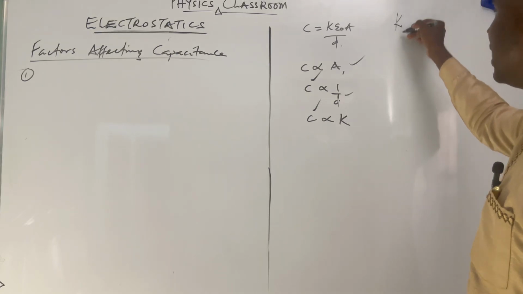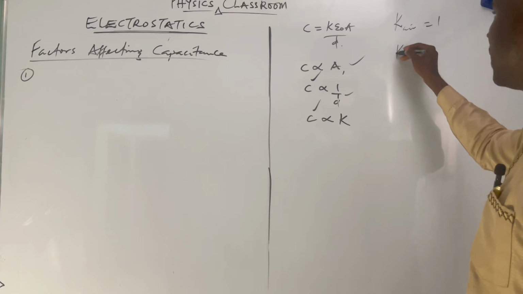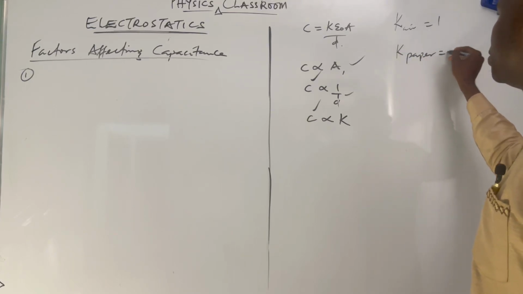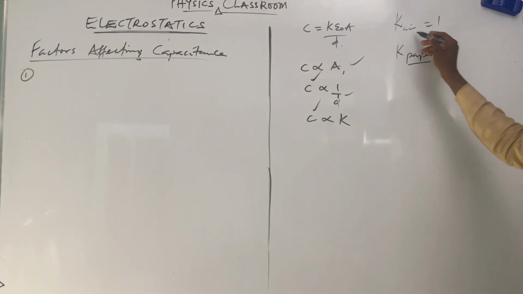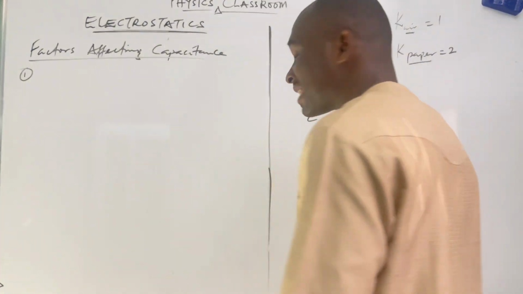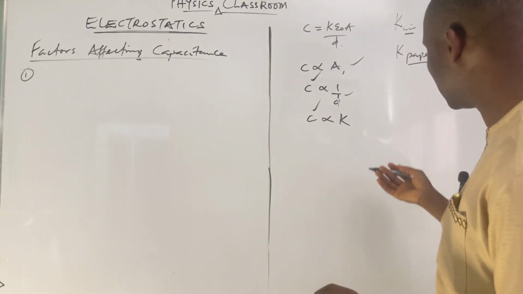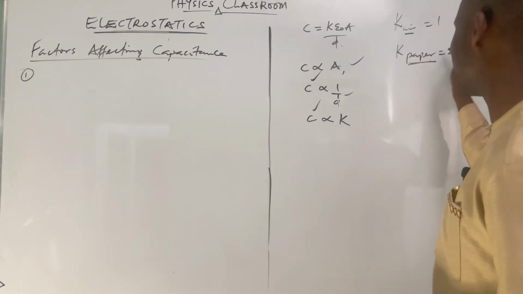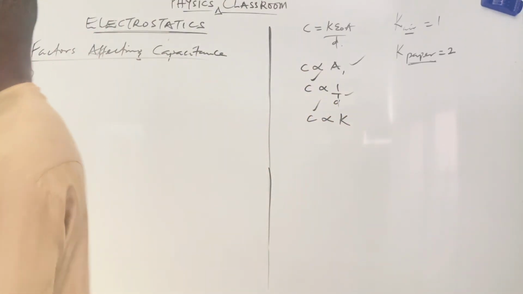If the dielectric constant of air is 1 and that of paper is 2, we can say paper is denser than air. Of course, air is less dense. So the denser the medium between the plates, that is the dielectric material, the higher the capacitance. Please take note of this.